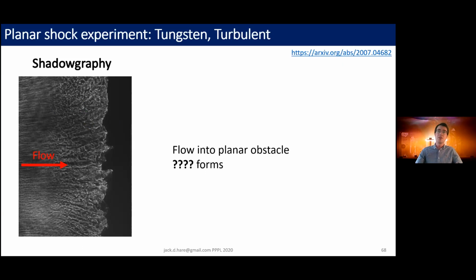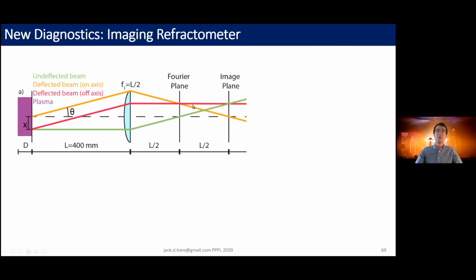So the diagnostic we've developed is called an imaging refractometer. And it's relatively simple to explain in terms of the optics, but I'm just going to rattle through this quickly and point you to the archive paper if you want to learn more about it. Of course, you can ask me questions.